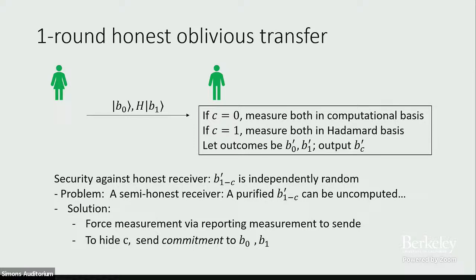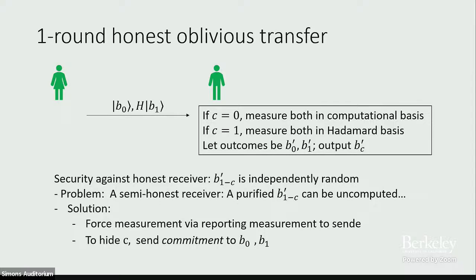So what are we going to do? We're going to force the semi-honest receiver to measure. How do we force it to measure? One idea is that we just ask the receiver to send the other bit back to the sender. And as we know, parting from the bit physically is the same thing as measuring. But this is not good, of course, because the sender can see this bit. The choice bit C is not going to be hidden anymore.